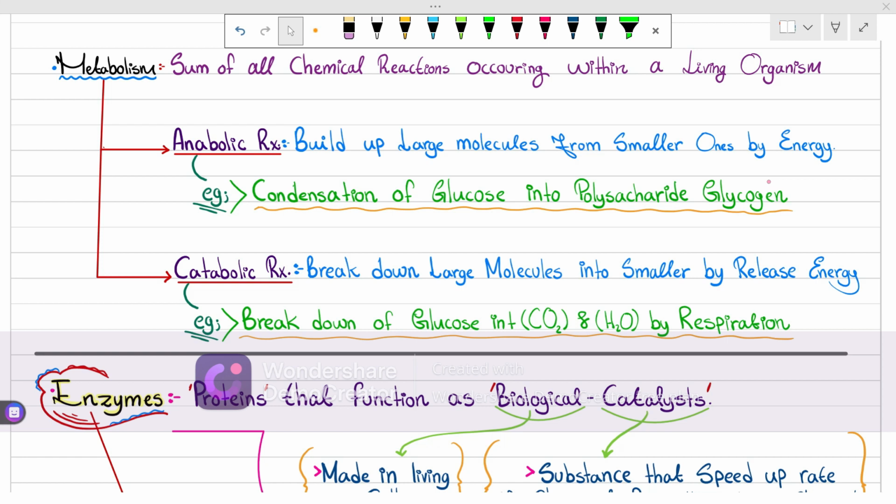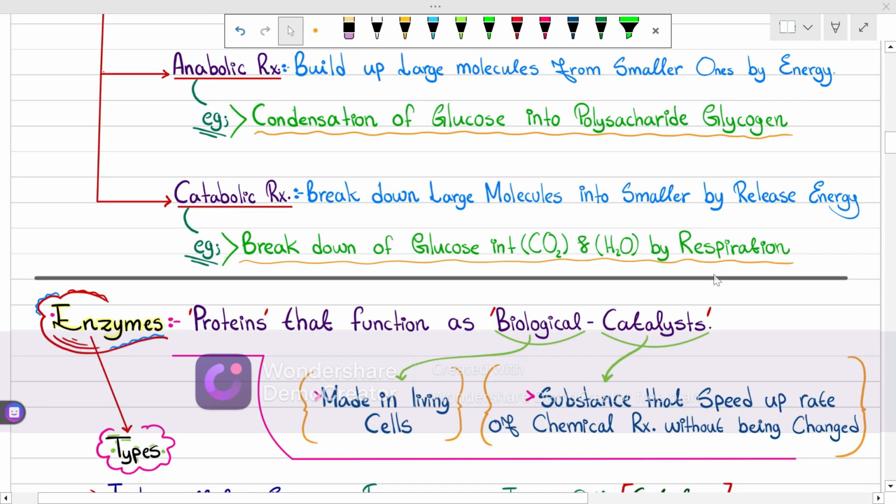Catabolic is the breakdown of large molecules into smaller ones by releasing energy. It's somewhat like the opposite of anabolic. An example is the breakdown of glucose into carbon dioxide and water by respiration. Because respiration is the opposite of photosynthesis.